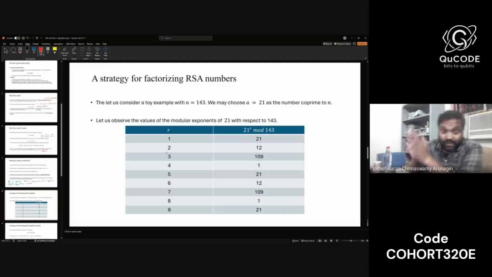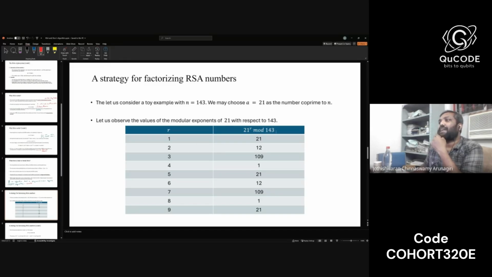Now we are not going to follow the GNFS logic. We are going to come up with our own homebrewed strategy. Or essentially, this is what Shor figured out. And of course, in a minute, I will say what was figured out. So now let us consider n equal to 143. Now I'm choosing A to be 21. Now 21 is co-prime to 143. That can be readily observed.